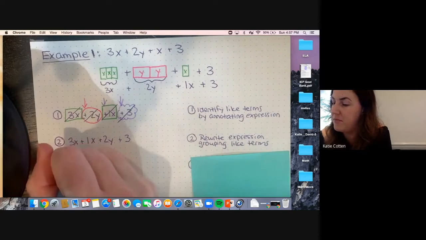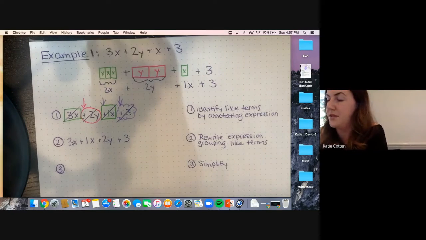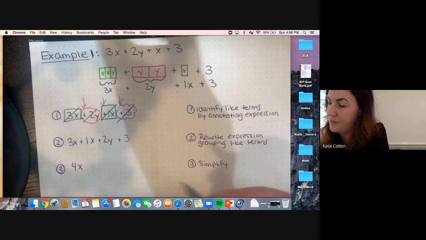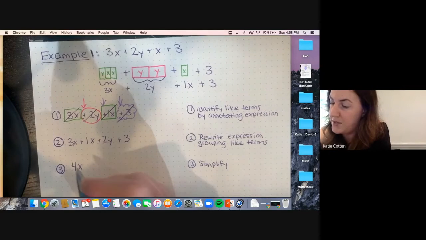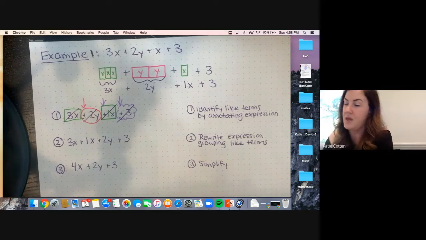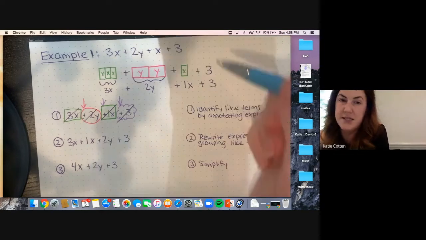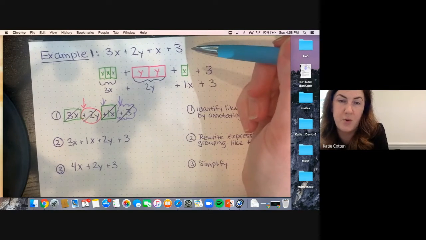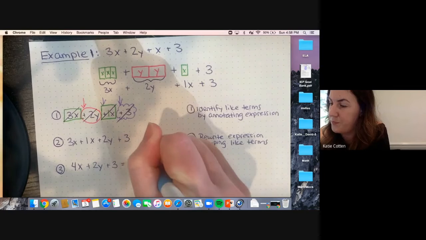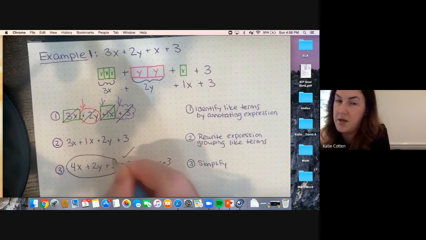So the final step is I go ahead and simplify. 3 plus 1 is 4x. I don't have any like terms with a y, so that remains the same, plus my constant. So I know, now that I've simplified, 4x plus 2y plus 3 is the same as my expression up here. These are equivalent expressions. And I can go ahead and just write that in, just so I know that these are the same, and this is my simplified expression.